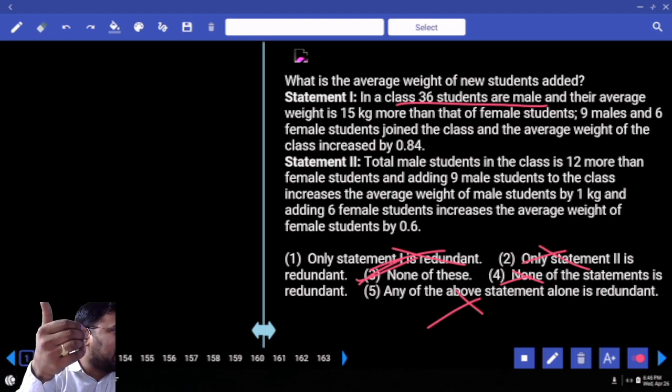By using 2 statements also, the answer is not possible. But here, none of these.